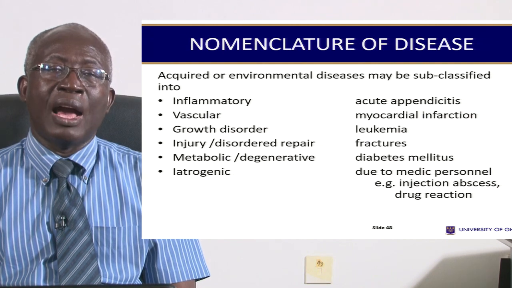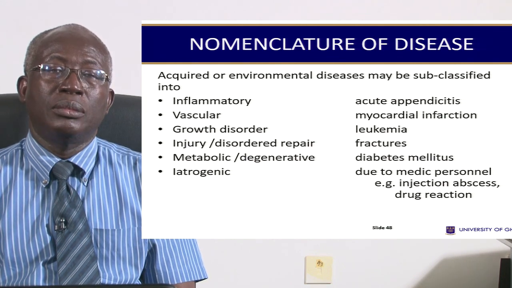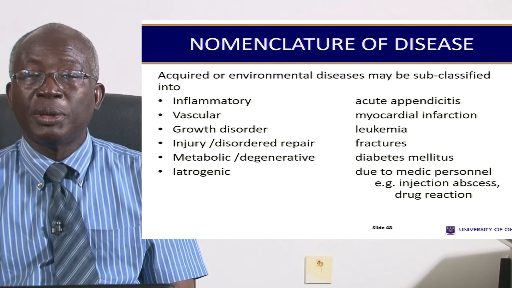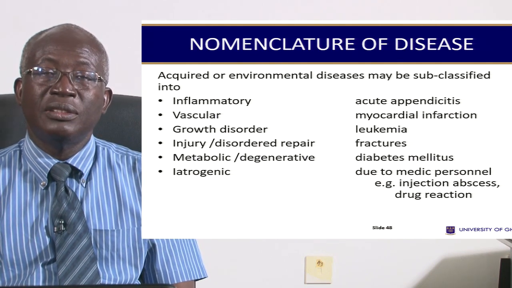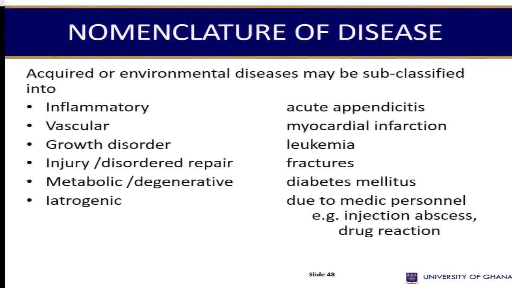Since a lot of diseases are environmental or acquired, you can sub-classify them into inflammatory, example, acute appendicitis. Vascular diseases, example, myocardial infarction, which is the common way we get heart attacks. Growth disorders, like leukemia. Injury or disordered repair, like when we have fractures of the bone. Metabolic and degenerative diseases, like diabetes mellitus.